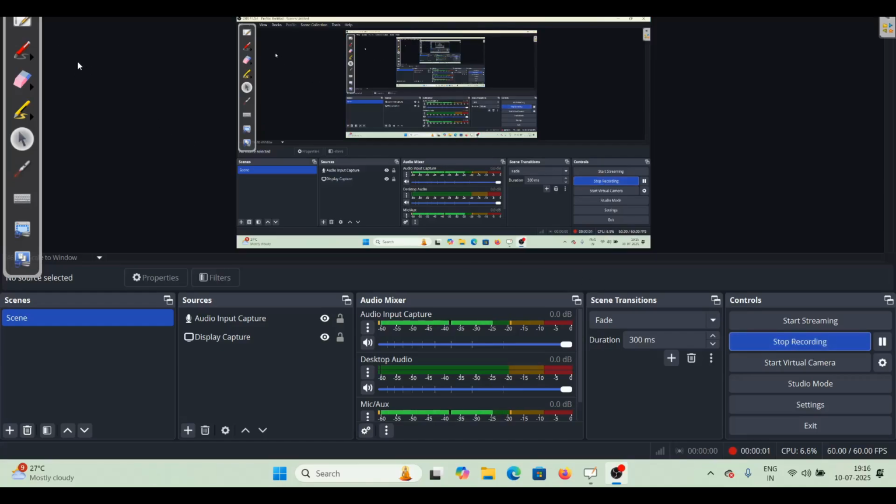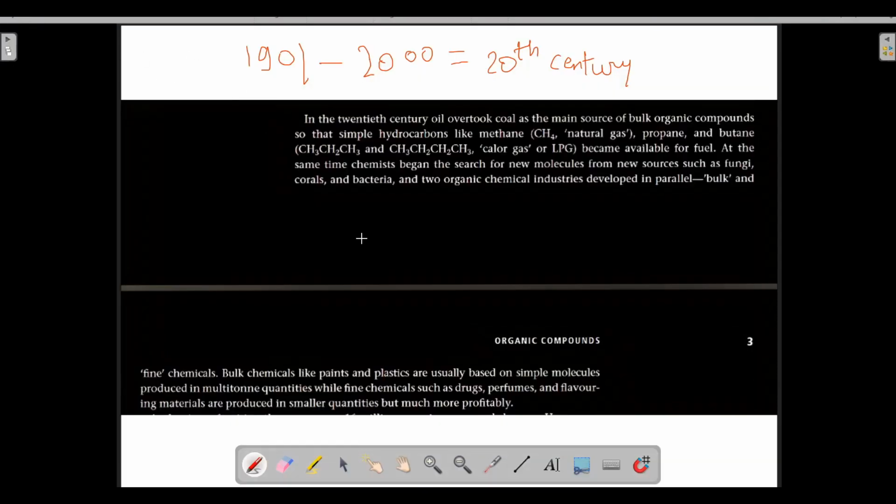So friends, let's move on towards our next topic of discussion from Clayden's book, this particular paragraph starting from here and ending here. Okay, so let us learn about this particular paragraph. In the 20th century, okay, so what is the 20th century? The 20th century is a period ranging from 1901 till 2000. So in the 20th century, what happened?